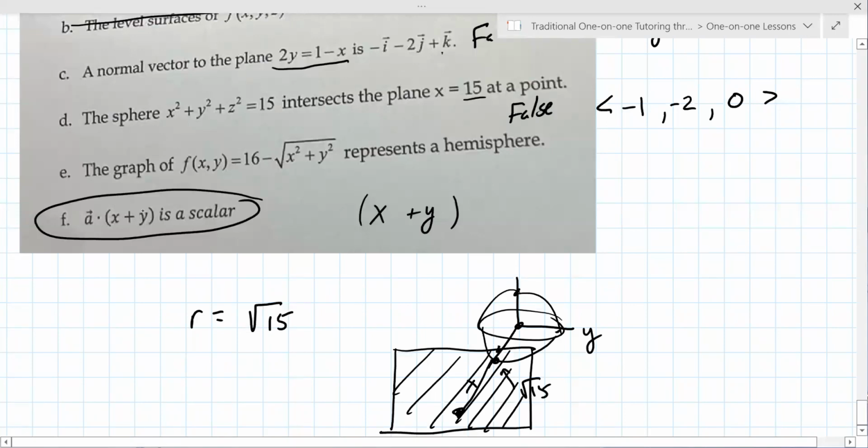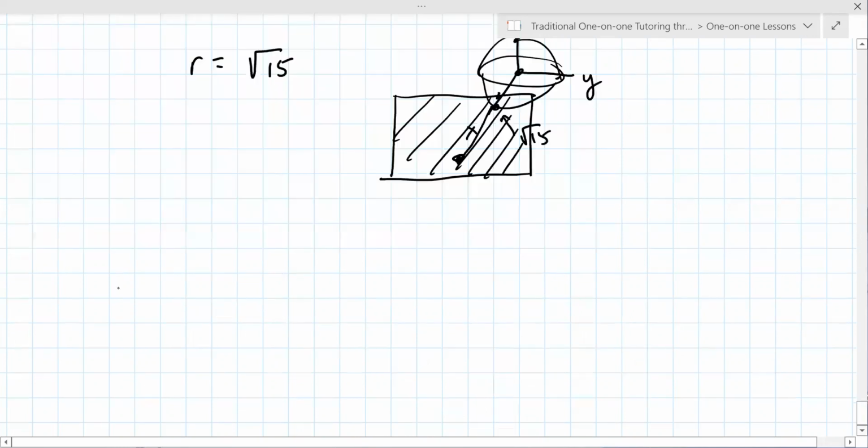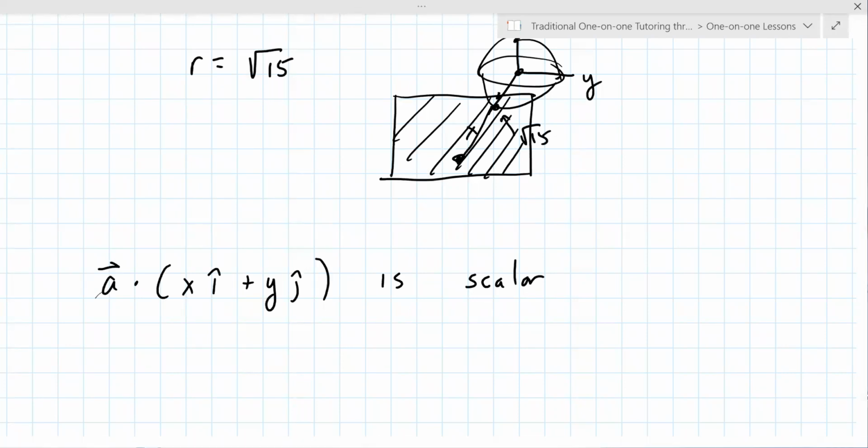Now this is how you can make it true. Let's say it was a dot x i hat plus y j hat is a scalar. Well, you can always dot two vectors, and we don't know what a is, but whatever the x component of a is, it's going to dot with the x component of this vector. Similarly with y and z, you get a number, even though the number might contain variables in it.